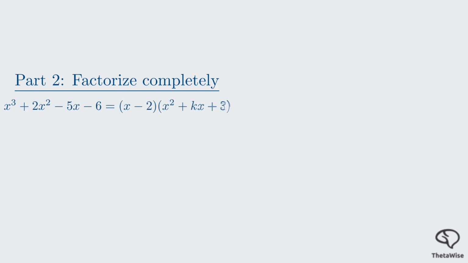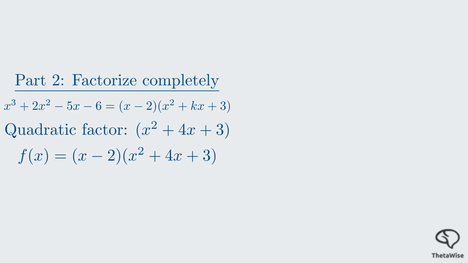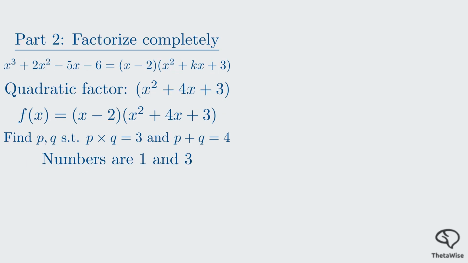Now, we use long division or inspection to find the quadratic factor. Looking at the first and last terms, x times x squared gives x cubed, and -2 times 3 gives -6. By checking the middle terms, the quadratic factor is x squared plus 4x plus 3. Finally, we factorize the quadratic. We need two numbers that multiply to 3 and add to 4. Those are 1 and 3. The completely factorized expression is x minus 2 times x plus 1 times x plus 3.